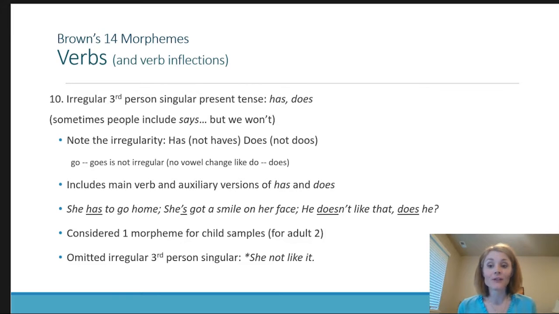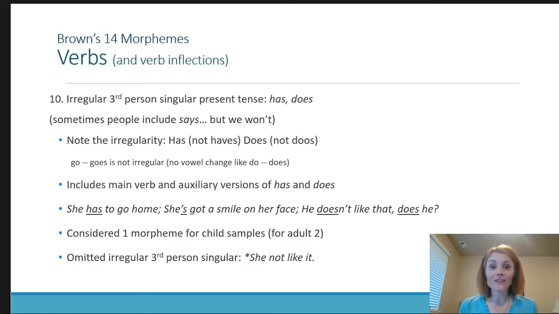Some people will include the verb to say in this because it goes say, says, instead of say, says. But for this class, we're only going to include has and does. One thing that some people get confused with is the verb go, goes. They might think that is an irregular form because it's spelled the same as does, but we're not concerned with spelling here. We're just concerned with the phonetic form. So go, goes is regular because it's just adding an S, whereas do, does, you have that vowel change. So that's an irregular form.